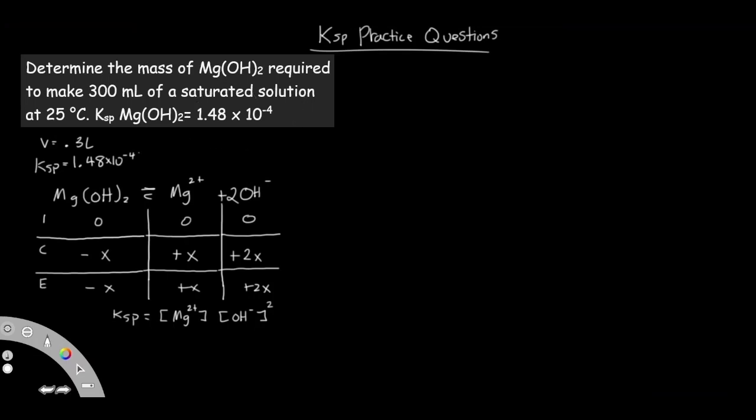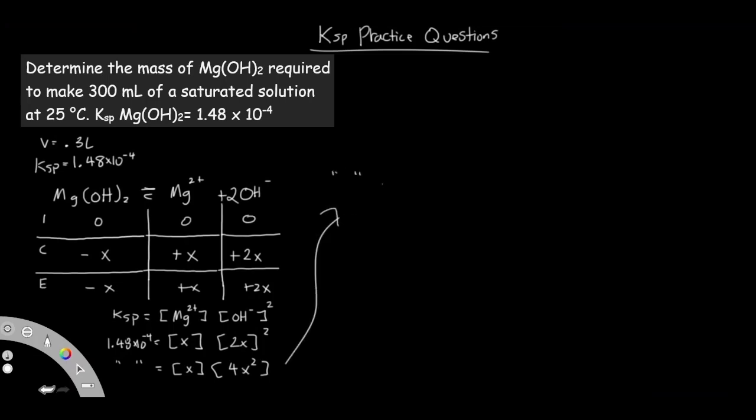So we know our Ksp, as written over here, is 1.48 times 10 to the negative 4. In terms of our Mg, it's just an x, so we'll put x over here. In terms of our OH, we have 2x, and do not forget the squared over there. So this is going to be the same value, 1.48 times 10 to the negative 4. This x will stay over here. Let's expand this. 2 squared gives us 4, and x squared is just x squared.